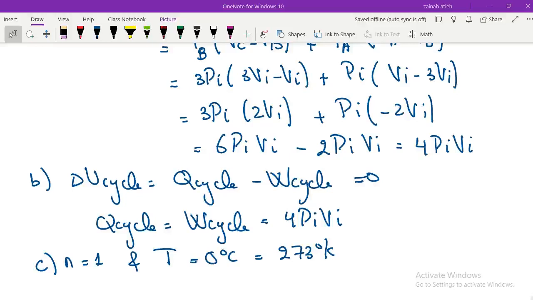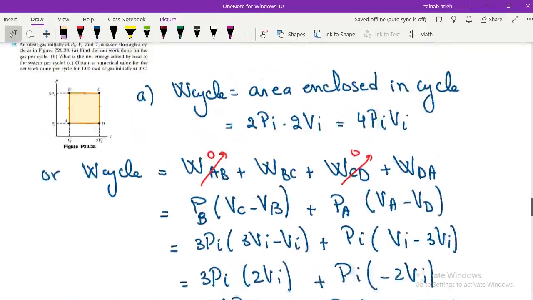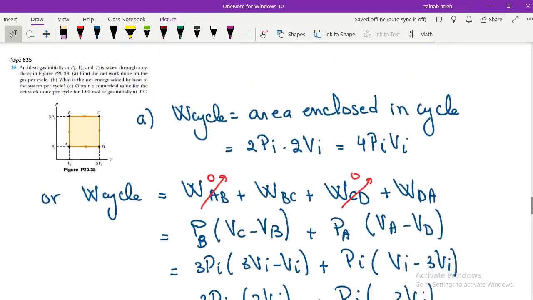Before completing this part, I guess I forgot to write the work done on the gas. So I have calculated this work, which is the work done by the gas. We usually calculate the work done by the gas, and this is the work we ask for in the exams. But here the question asks me for the work done on the gas.